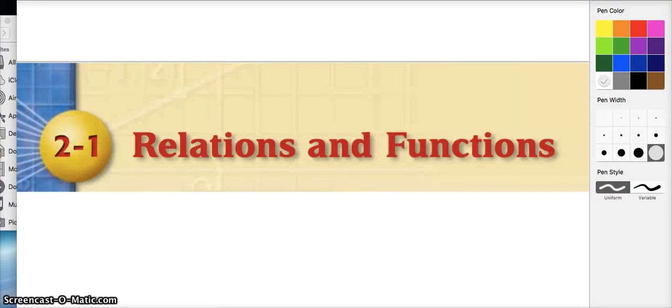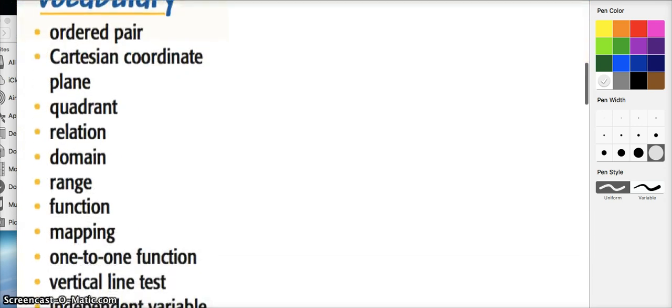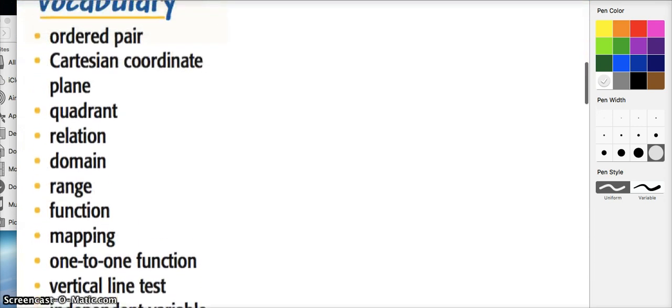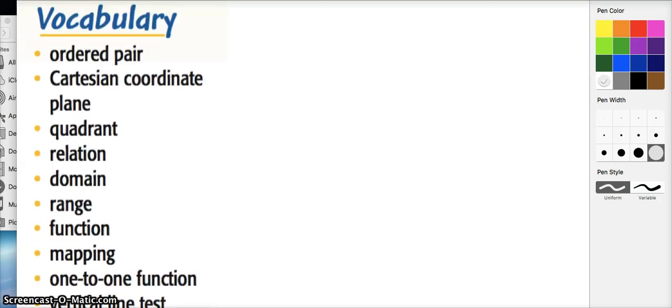Hi, everybody. We are talking about relations and functions today. This is Algebra 2, and we're in Section 2.1. Our vocabulary looks plentiful, but I believe you've seen most of this before.